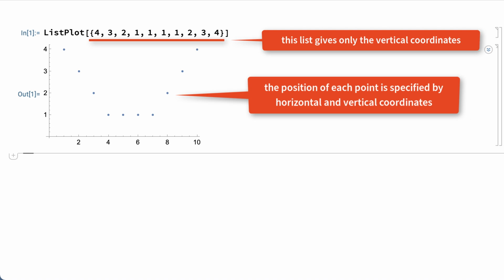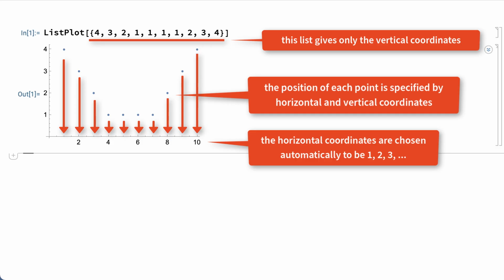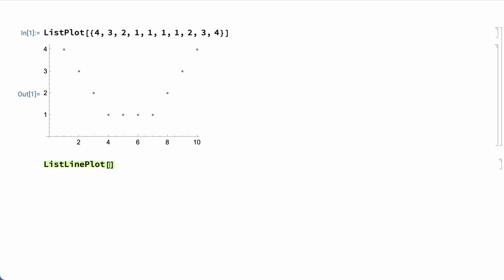When the input to ListPlot is a list of numbers, the horizontal positions are chosen automatically, using 1 as the horizontal position of the first point, 2 as the horizontal position of the second point, and so on up to however many points there are in the list. To use something other than 1, 2, 3, 4, and so on for the horizontal coordinates, the plot can instead be made from a list of pairs that gives both coordinates.